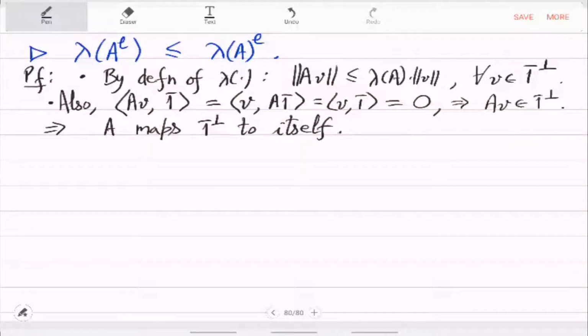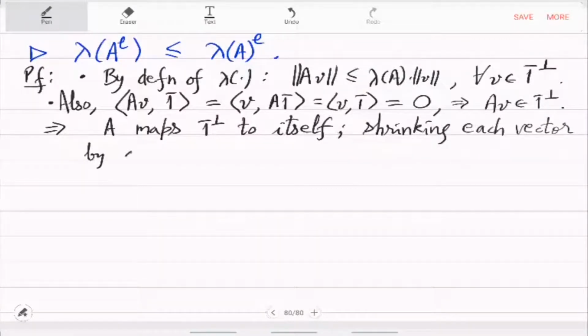Okay, so A is a map from 1 bar orthogonal to itself, and the good thing about this is that A square is also a map from 1 bar orthogonal to itself, and so is A to the L. And the shrinking that it does, shrinking each vector by a factor less than or equal to lambda A. So if you apply it 2 times, it will be the square of lambda A, 3 times or L times, then it will be lambda A to the L. Okay, that's the proof.